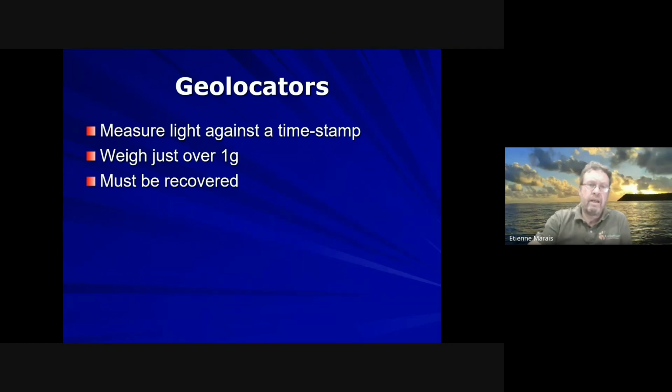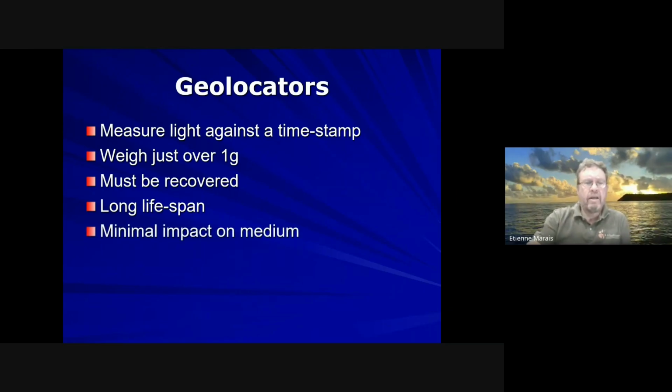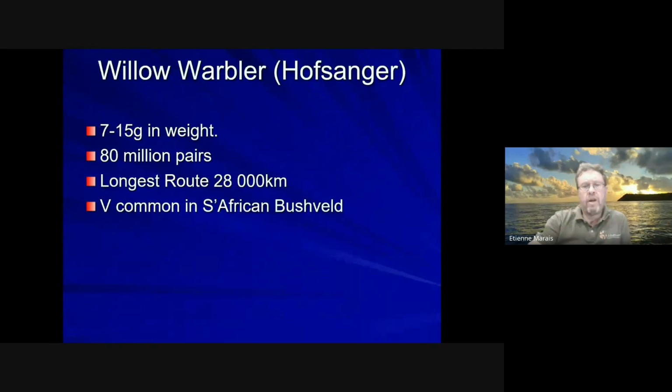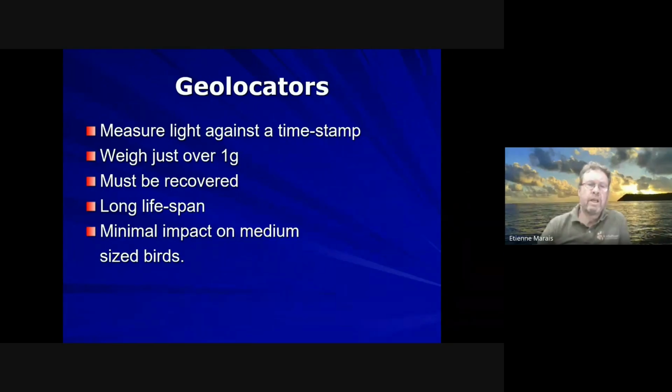So if they're breeding in Europe somewhere, or in Modimolle, as in the study that Warwick Tarboton was involved with, then when the birds come back to their breeding location the following season, the birds are recaptured, the geolocator is removed, and the data is taken off. They have a long lifespan, so they record the whole season. And they're not very heavy, so they have minimal impact on medium-sized to small birds. They've been used on swallows in North America, and they've shown a tremendous improvement in our knowledge of migration.